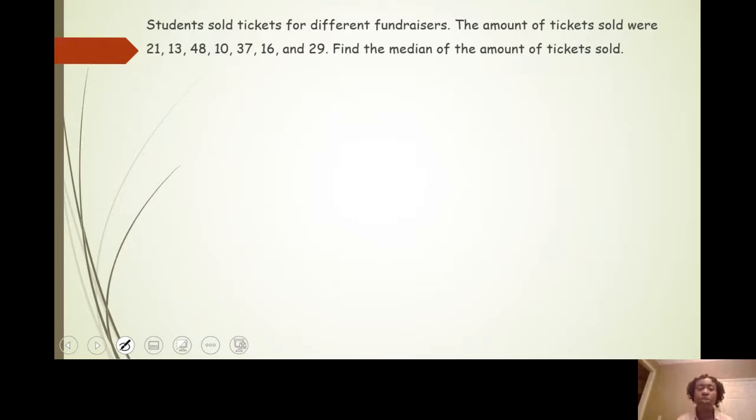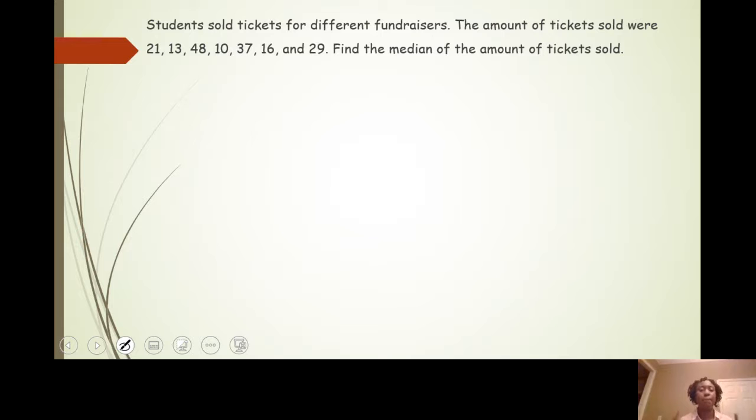Remember to press pause, try it yourself, and then press play and check your work. Students sold tickets for different fundraisers. The amount of tickets sold were 21, 13, 48, 10, 37, 16, and 29. Find the median of the amount of tickets sold. So remember, median is the same as middle.